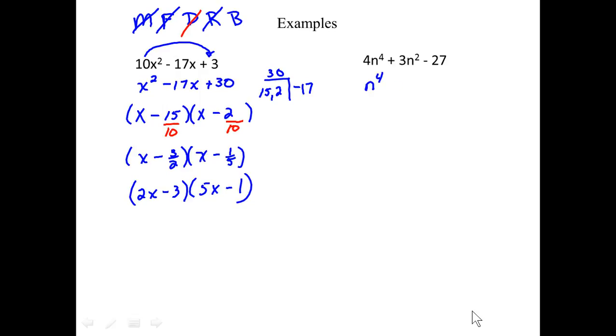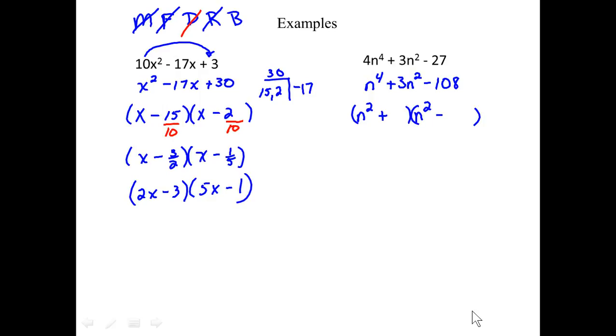So we have n to the 4th plus 3n squared minus, I think I heard 108. Is that right? Okay. So let's factor this. Signs are going to be different. Now, how am I going to bust up n to the fourth? Good job. N squared and n squared. Excellent.